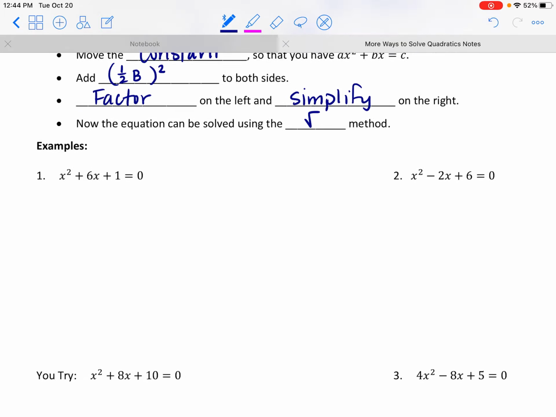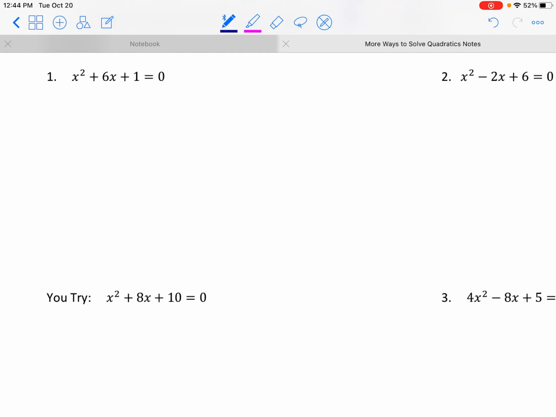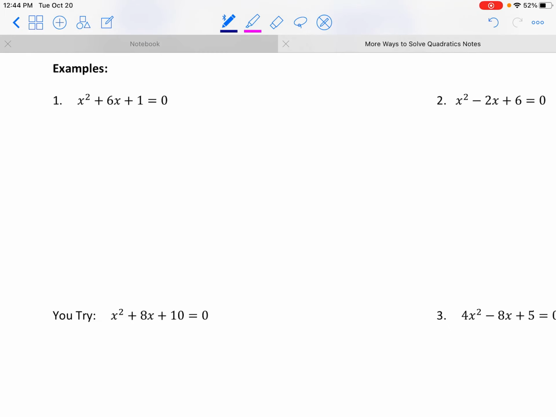Okay? So here's an example. Again, I just showed you a whole bunch of these, and I know this thing isn't factorable. There are no factors of 1 that make 6, and I know I can't square root because that term is in there. So this is, in my opinion, the perfect candidate for completing the square. So I'm going to take this x squared plus 6x, and I want to first move the constant over. So if it's a positive 1 on the left, it's going to be a negative 1 on the right.